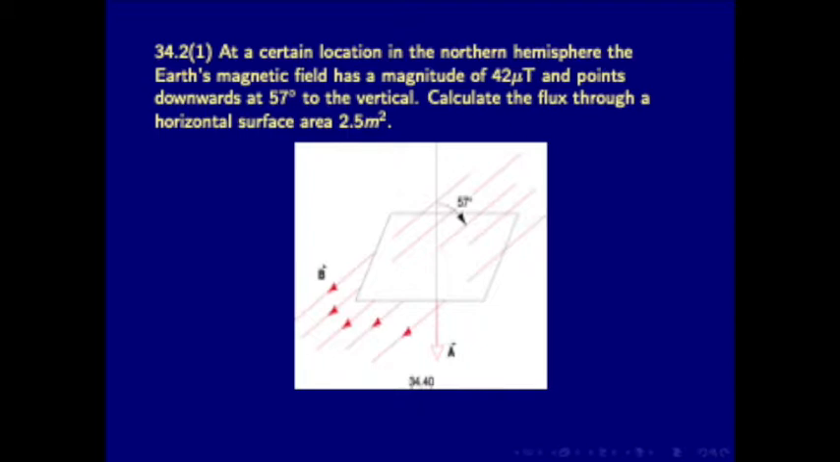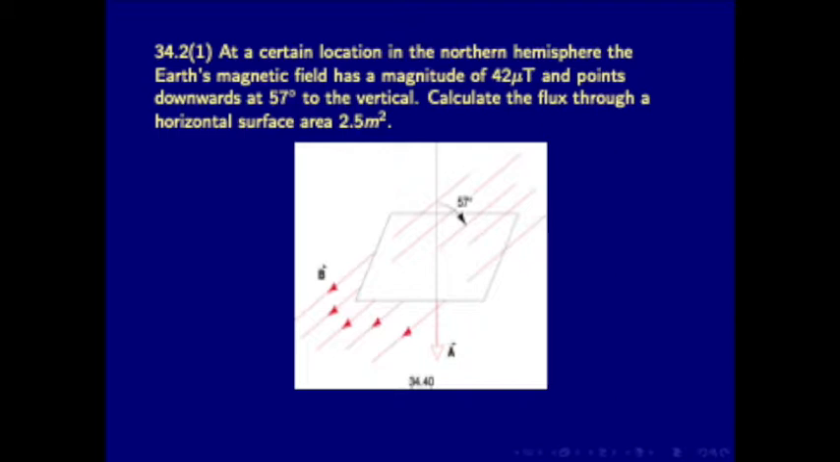As you can see, the data given is the Earth's magnetic field value. So let us write it as B equal to 42 micro Tesla. Mu is micro, that is 10 to the power minus 6 Tesla. And we are told that it is pointing downwards at an angle of 57 degrees. So theta is equal to 57 degrees.